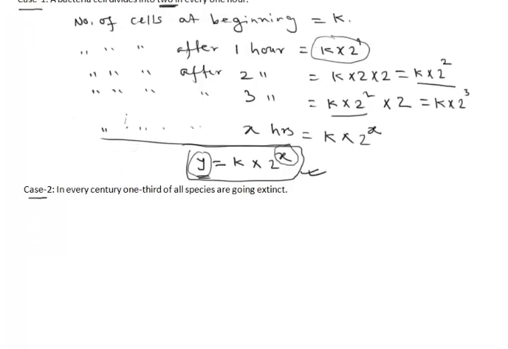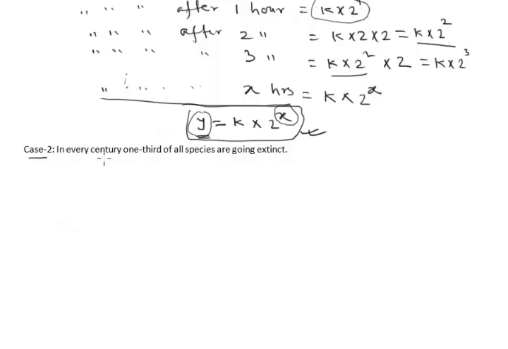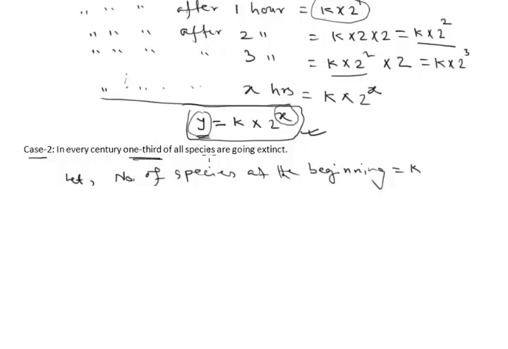Let us consider the second case. In every century, 1/3 of all species are going extinct. So we need to find the number of species after certain centuries. So let us first consider, let the number of species at the beginning of observation be K. Then 1/3 of all species is going extinct in every century.